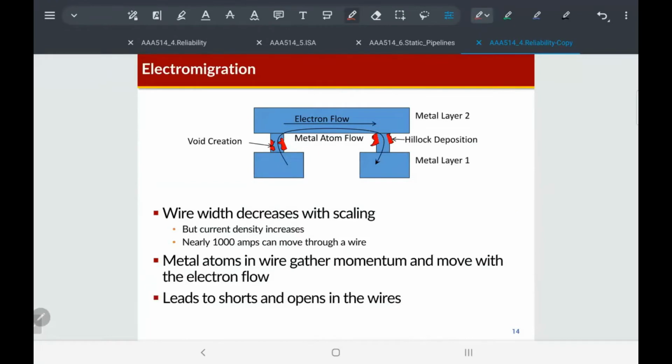Then these are some of the issues in our processor design. Actually, it sounds very weird. So I discussed the electromigration. It sounds very weird. Why?